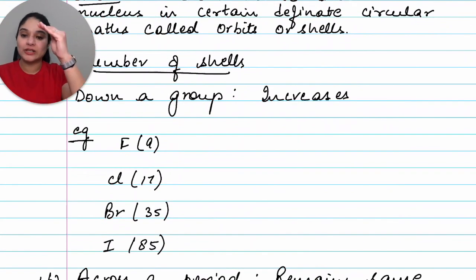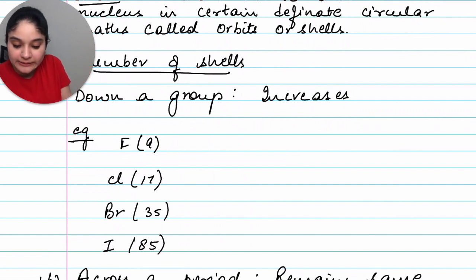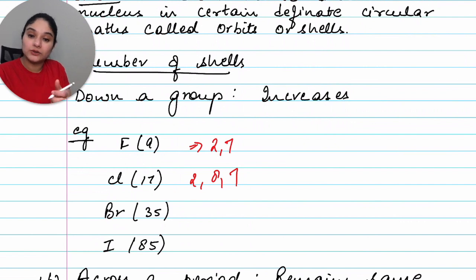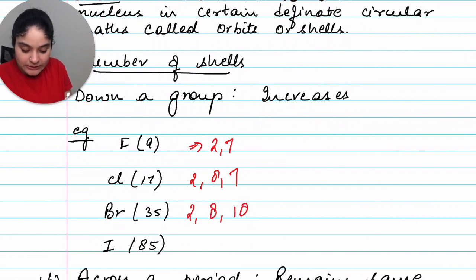So I have fluorine, chlorine, bromine, iodine. This is the halogens group. Okay. So let's look at how the number of shells would increase. So the first is fluorine. So when I talk about fluorine, that is easy because that would be just 2, 7. The next would be 2, 8, 7. Then the next would be 2, 8, 18, 7.